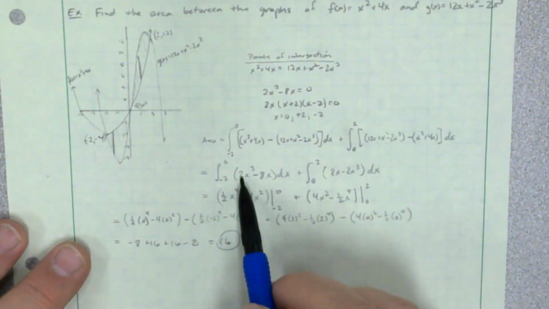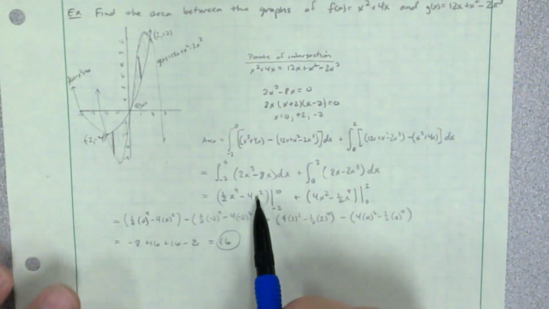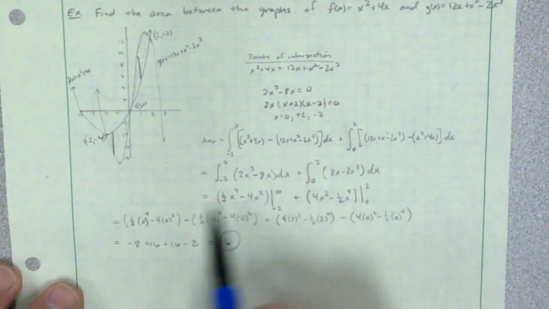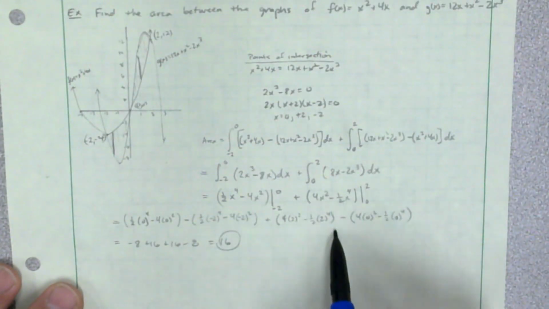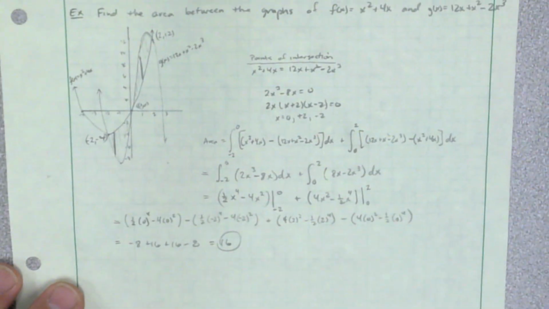And then I integrate these pieces. Usually, like I said, this will be by hand. And then upper minus lower, upper minus lower. Then I can work all this out, and I end up with the answer 16.